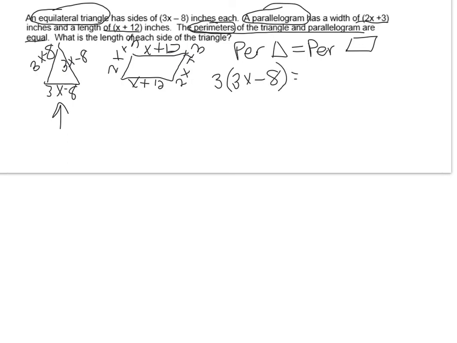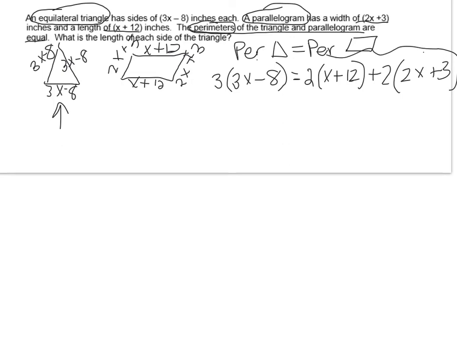To find the perimeter of the parallelogram, we can multiply 2 times the length because there are 2 of them. And to that we will add 2 times the width because there are 2 of those as well. So 2 times 2x plus 3. Now this one's got a lot going on. You've got to distribute 3 times, and then you've got to combine like terms on this side for sure.